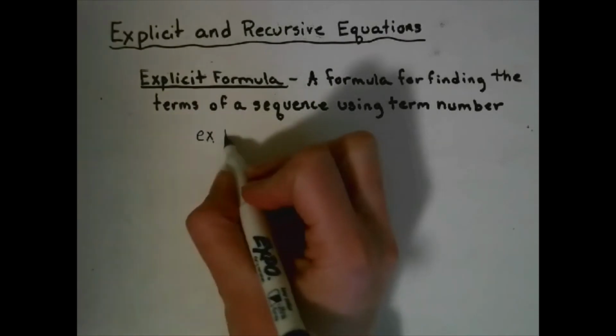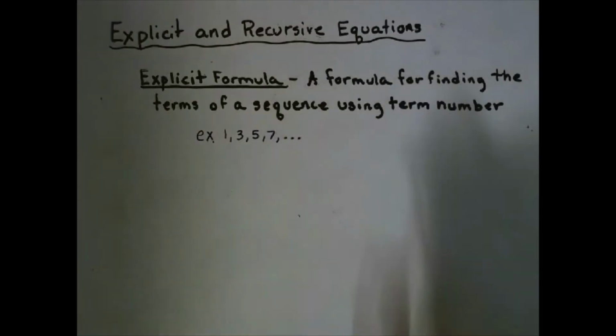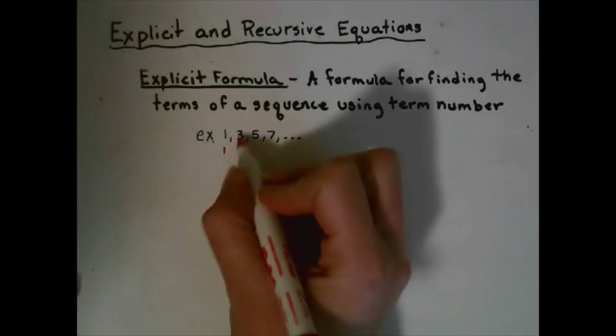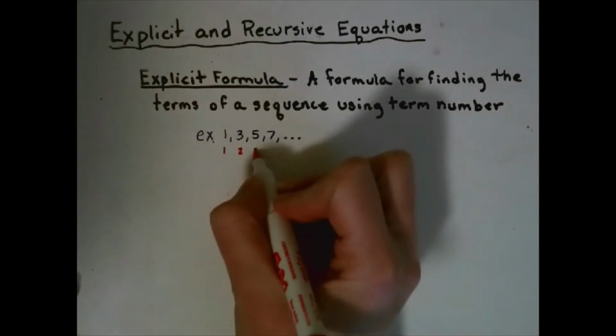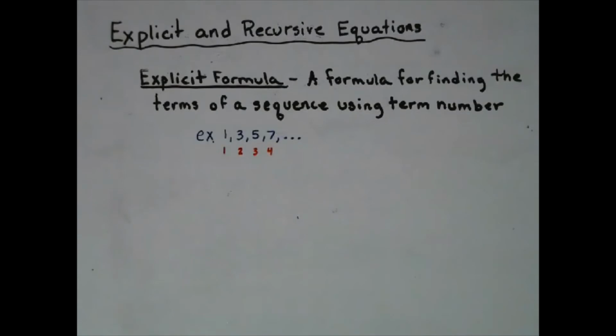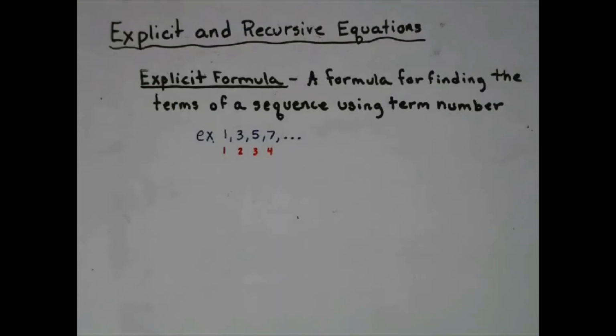So let's look at our 1, 3, 5, 7, and so on. One strategy that I suggest is lining up the term number next to the term. So 1 is the first term, 3 is the second term, 5 is the third term, 7 is the fourth term. Now this particular sequence is a special type of sequence that we will talk about later on in the course. But for right now, we're just going to look for the pattern.